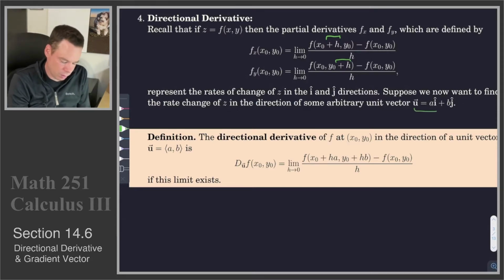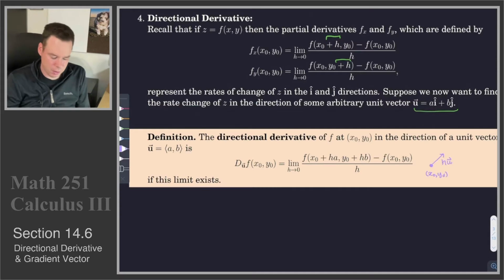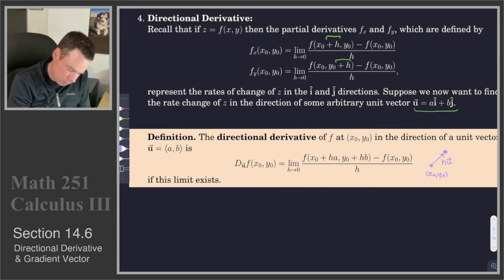So here we want to go in this arbitrary direction. Well, what we do is figure out where we're starting from. Now, this is our point in the plane, x naught, y naught. Instead of going entirely in the x direction or in the y direction, what we do is we head off in some u direction. So that's a unit vector u. And we just go a little bit in that u direction. So I'm going to multiply it by some h value, which we're going to let go to 0. That gives us this new point. What's our new point? It'll be x naught plus ha, y naught plus hb.